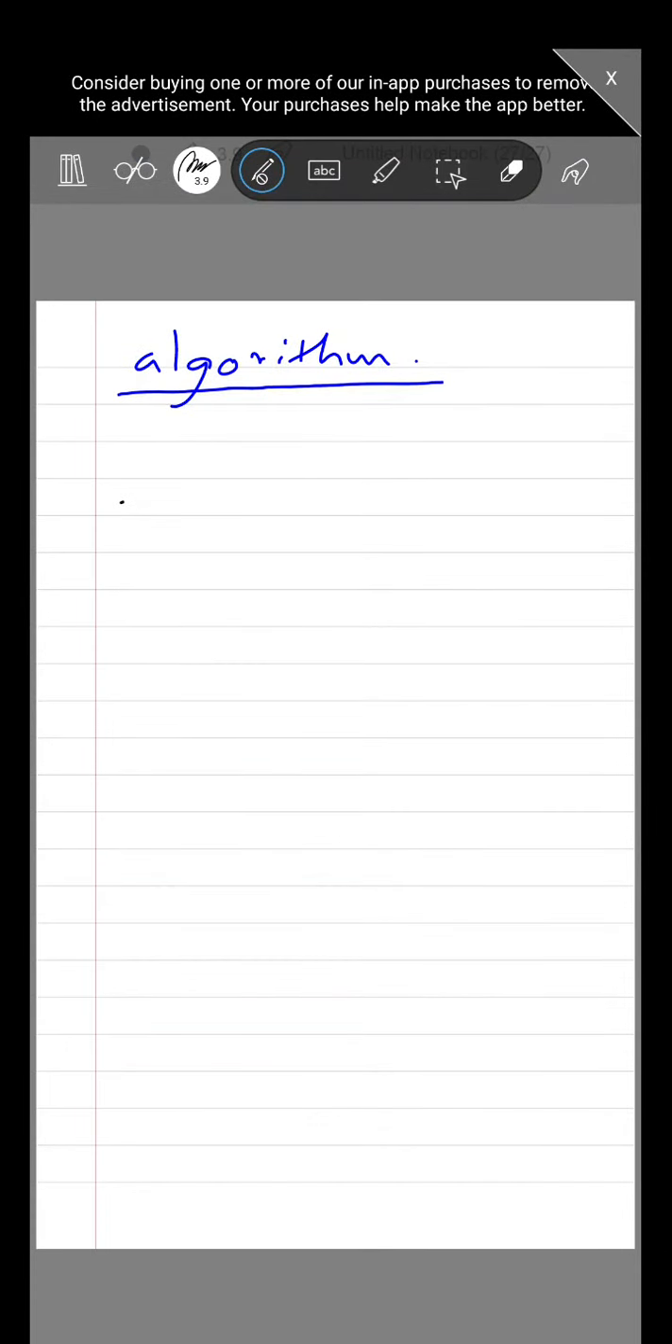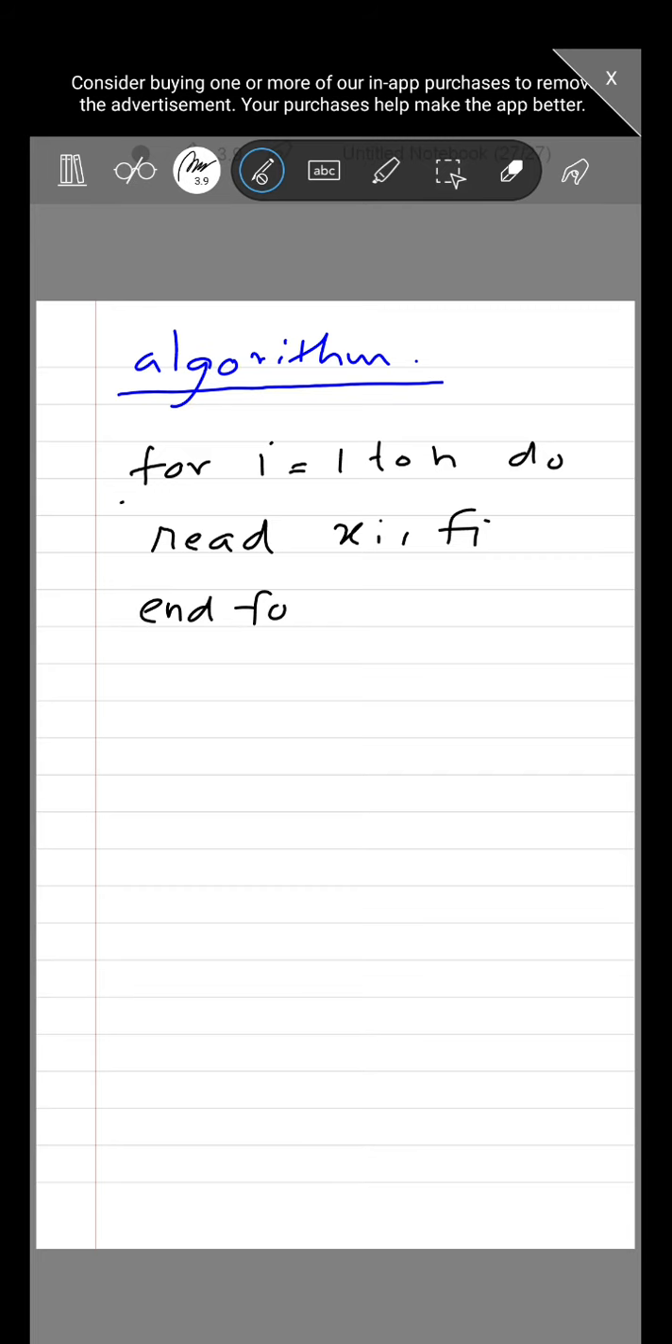The first step is we need to run a for loop. So for i equal to 1 to n, read xi and fi, the function, then end for. So now it has read the function. It knows how many iterations it has to do, and it reads the different points.